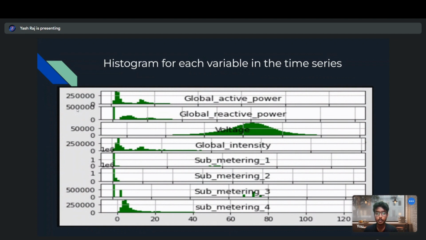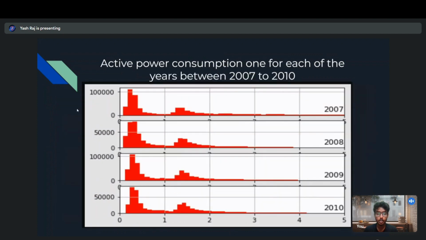The active power, reactive power, intensity and all sub-metered power are skewed towards small watt-hour or kilowatt values. The distribution of the active power is bimodal, which means it has two mean groups of distribution. Now, let's have a look at the distribution of the active power across the years.